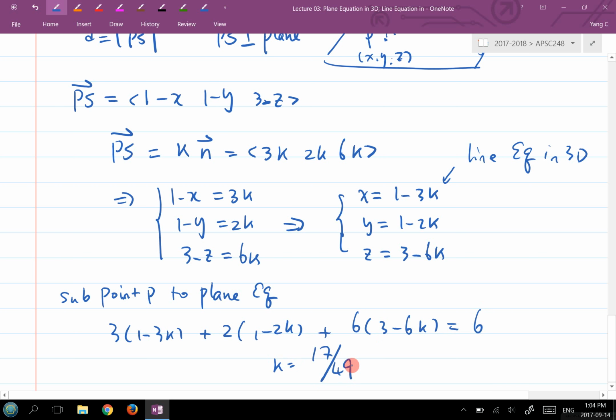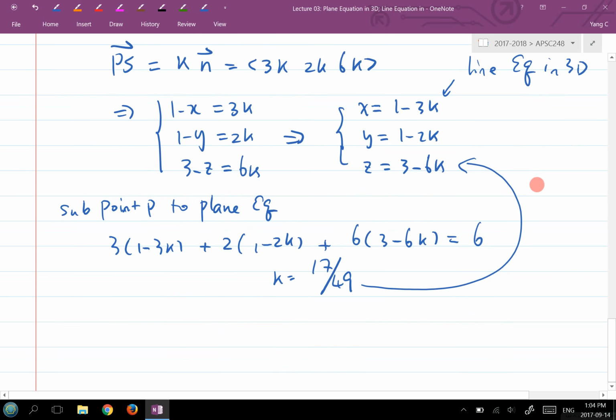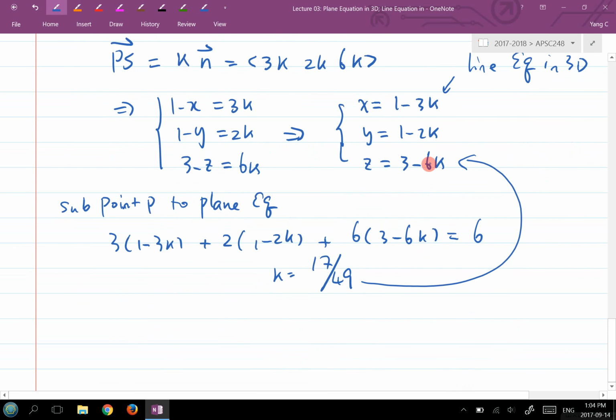Okay. And then we substitute k back over here. Now we can get the actual coordinates for this point P. So we substitute this one back over here, and then you will calculate the d. I'll let you do the calculation for the actual coordinates for the P.